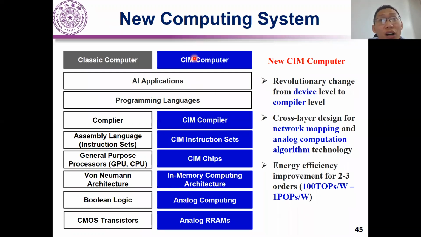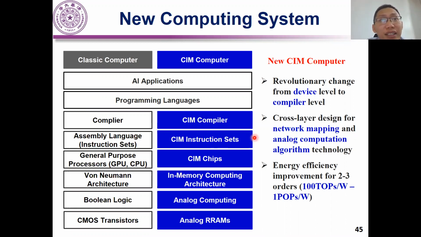However, we hope the users of the computer do not feel this significant change in the hardware. So the software and the programming language should be maintained the same as the classic computer. So we also need to do more on the compiler and the instruction sets. We need to research some new compilers and instruction sets for the CIM computer.